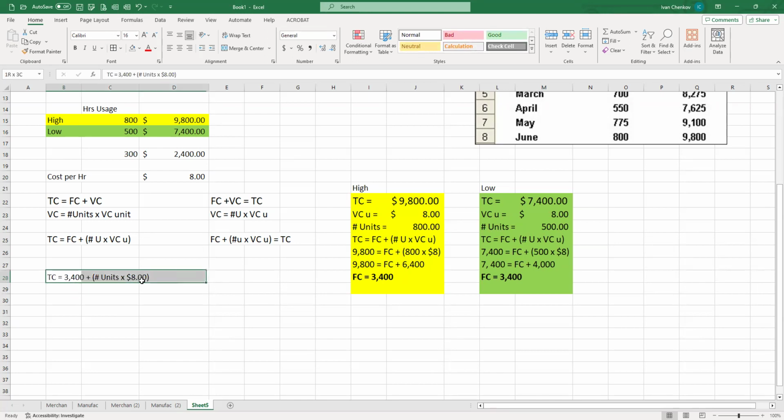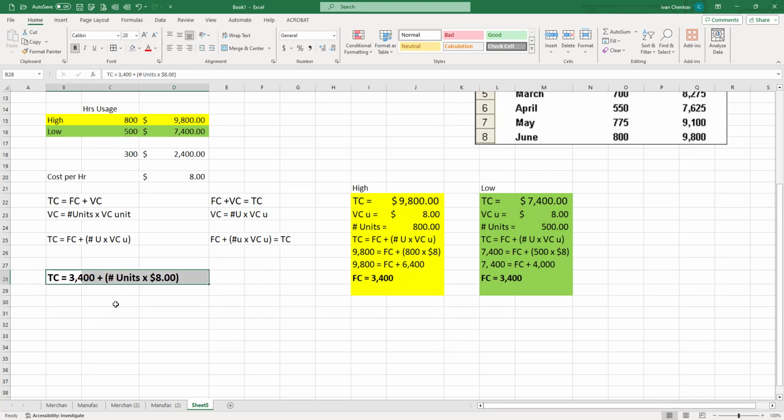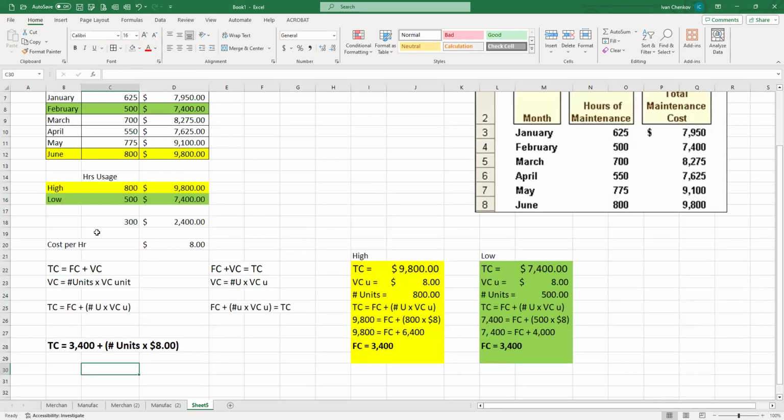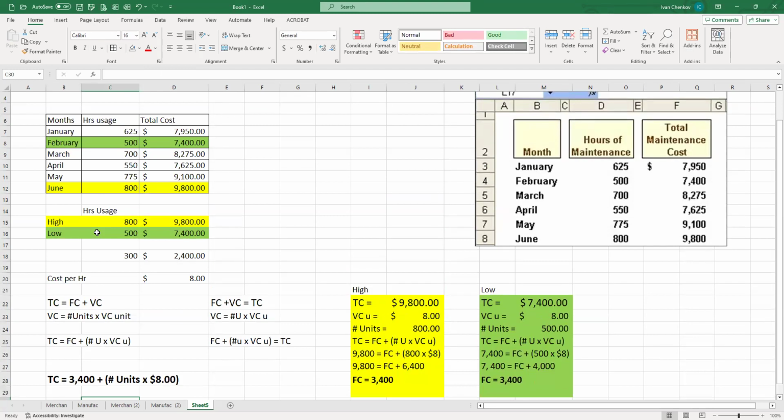So next month, when the manager comes and asks us, hey, what will be my cost for the month of July? What are we going to say? We have to ask him only one question. How many hours are you planning to work? If you tell me how many hours you're planning to work, then I can give you approximately how much your total cost will be.